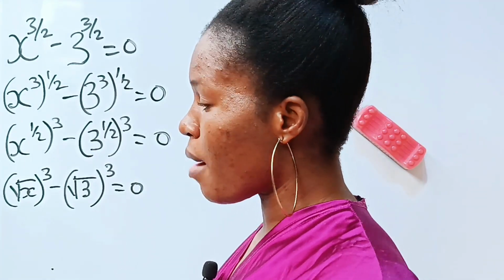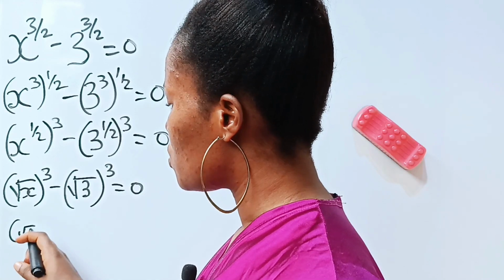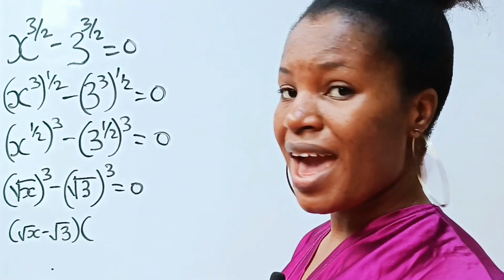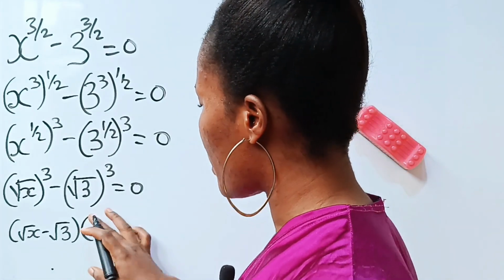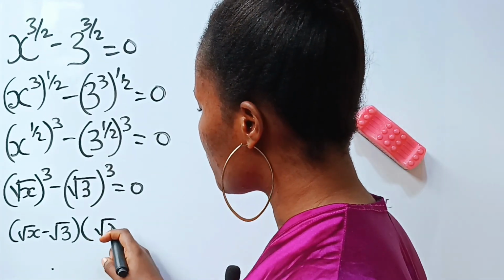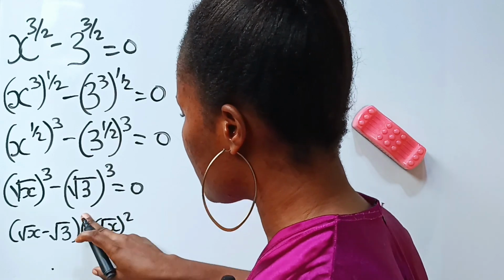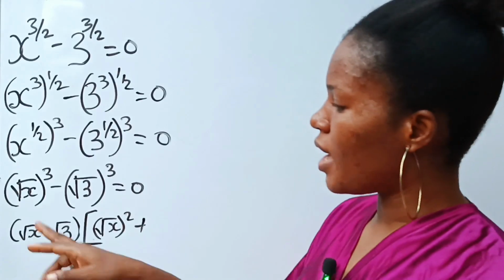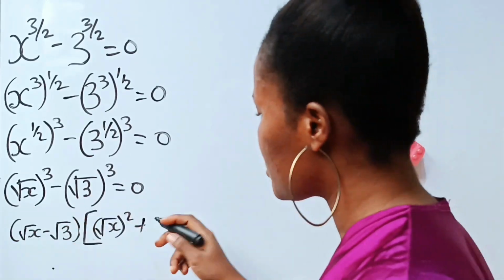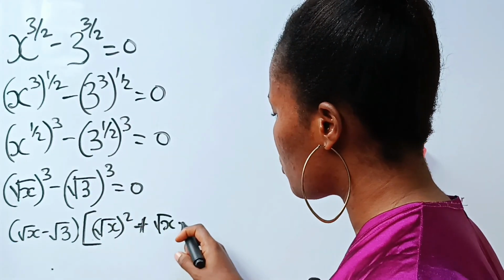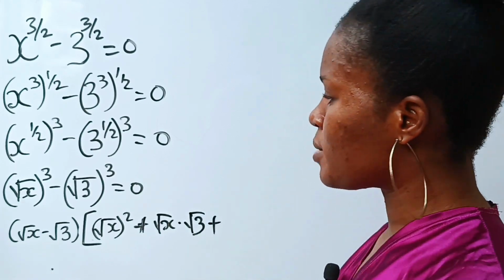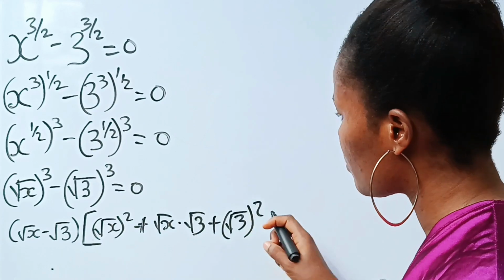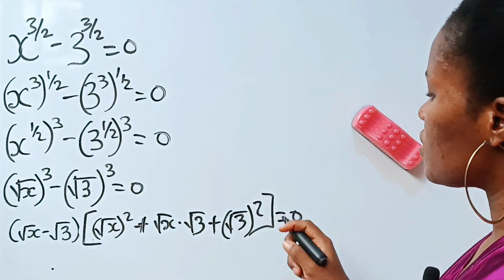So this is equal to a minus b, that is root x minus root 3, multiplied by a squared, that is root x squared, plus ab, that is root x multiplied by root 3, plus b squared, that is root 3 squared. All right, is equal to 0.